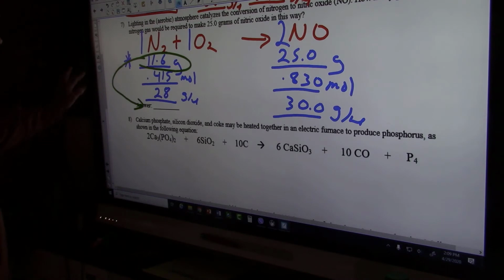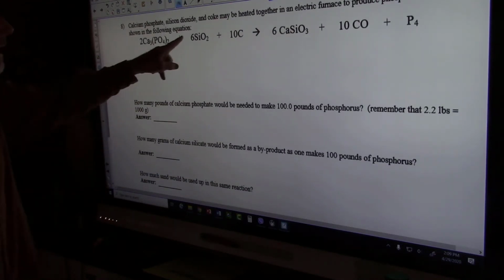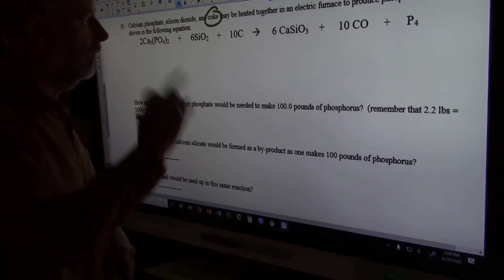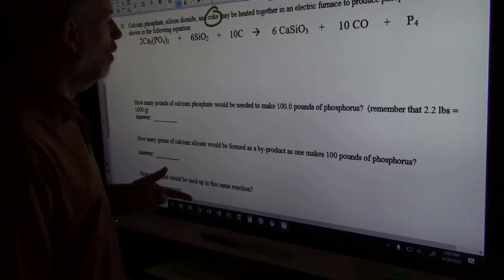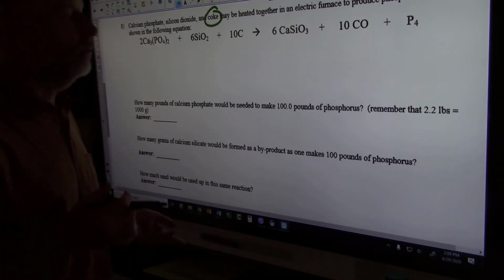Game over. Next one, calcium phosphate, silicon dioxide, and coke. Interesting. An old term. It doesn't mean a drink and it doesn't mean anything bad. Coke just means carbon. It's basically charcoal.